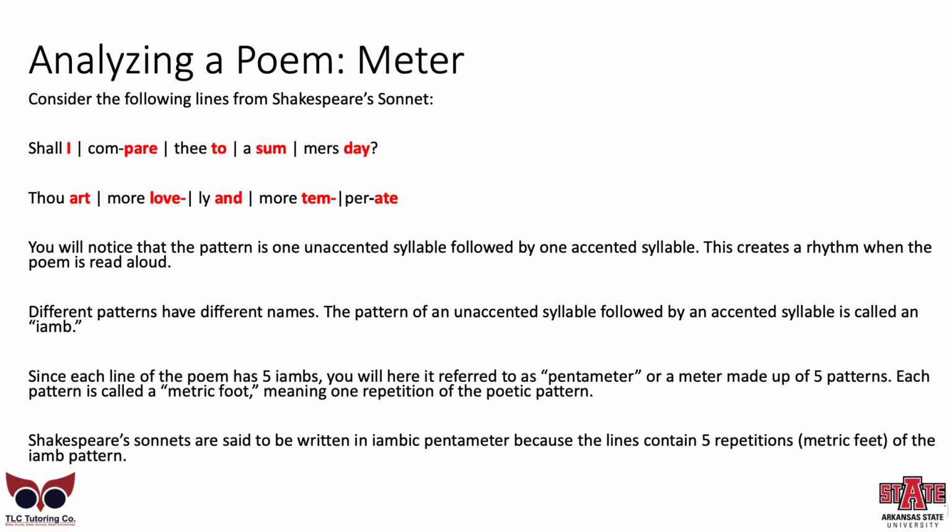Different patterns have different names. The pattern of unaccented syllable followed by an accented syllable is called an iamb. Since each line of poetry consists of 5 iambs, you will hear it referred to as pentameter, or a meter made up of 5 patterns. Each pattern is called a metric foot, meaning 1 repetition of the poetic pattern.